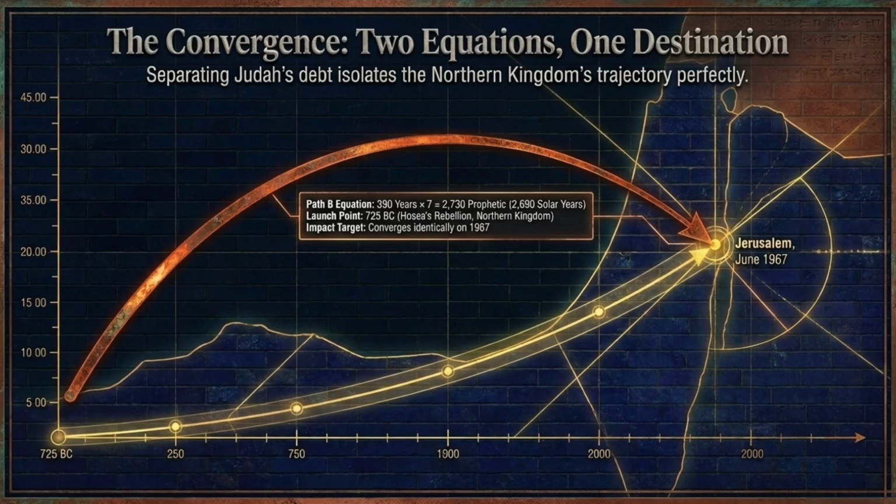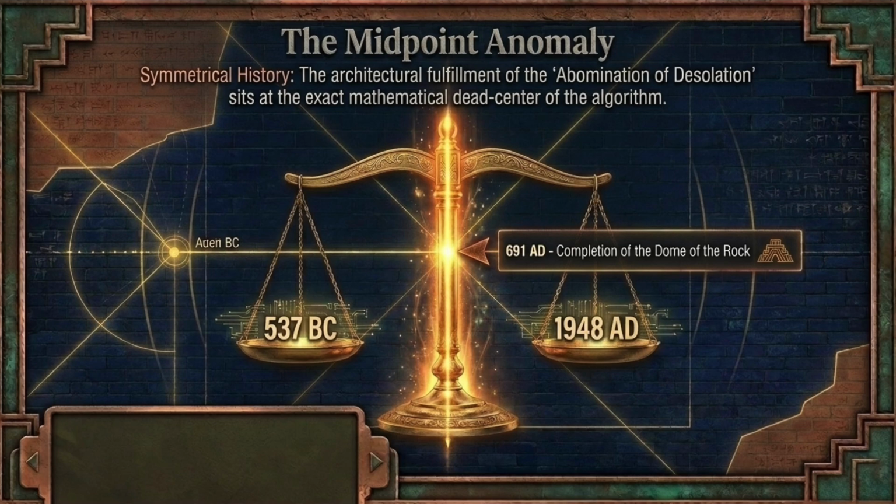I can see why. And there is one more calculation they discuss regarding this timeline, which focuses not on the dramatic end of the timeline, but on its absolute quiet center. The midpoint anomaly. This was the detail that made me actually pause and reread the transcript. It's a great detail. The study group looks at the vast, yawning stretch of time between the initial return of the exiles in 537 BC and the eventual founding of the nation in 1948 AD. They ask a simple question. What happens if you chop that 2,520-year prophetic timeline exactly in half? What sits at the dead center of the algorithm?